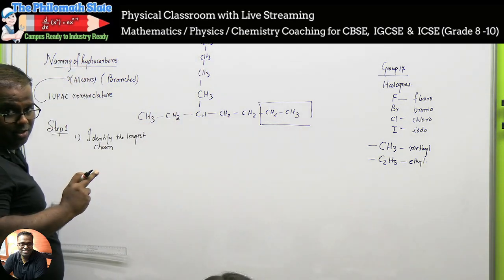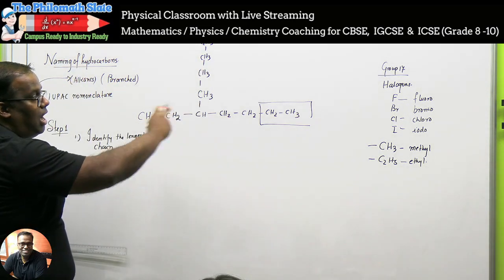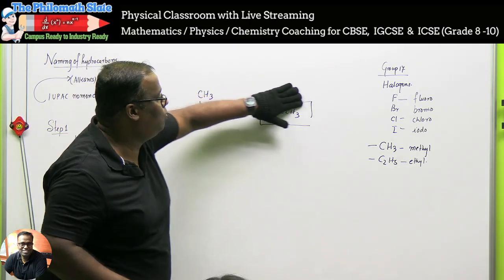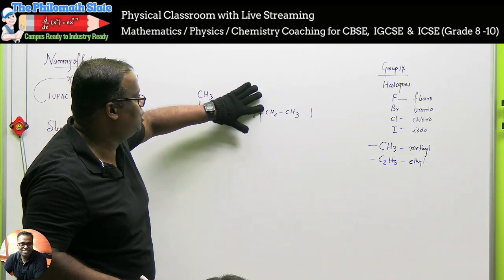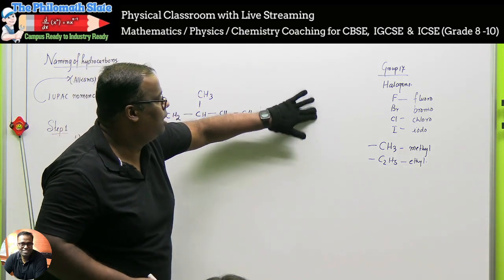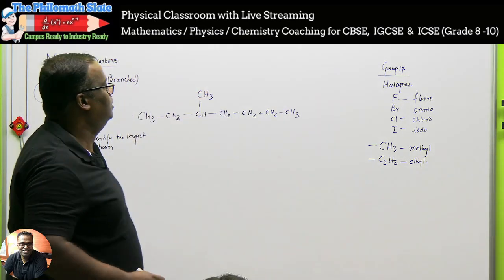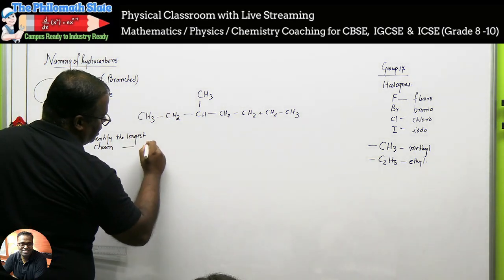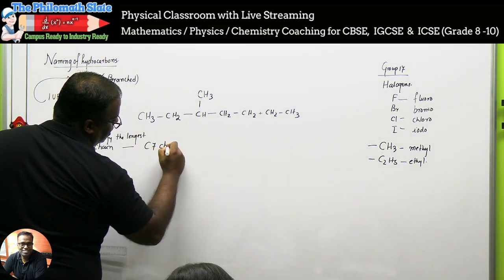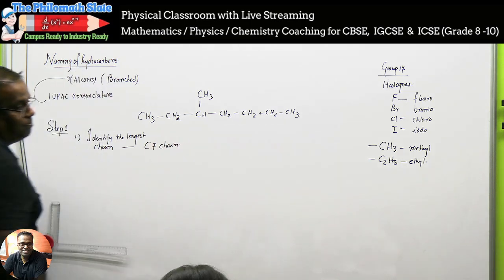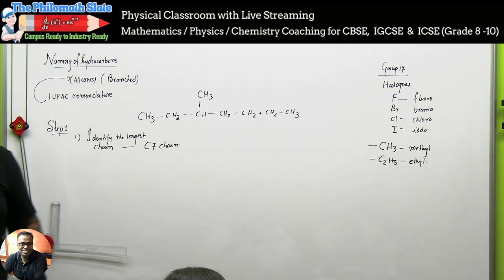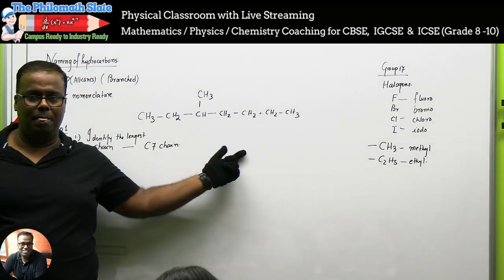Did you understand? कैसे है उससे नहीं, आप काउंट करके देखो and try to find out whether the one you have selected is the longest chain or not. Have you understood? Identify the longest chain. So here we say we have got a C7 chain. Carbon 7. Once you have identified, do not do any numbering.